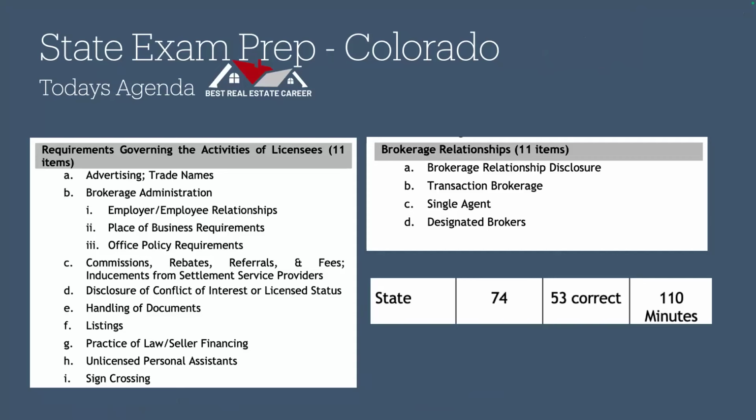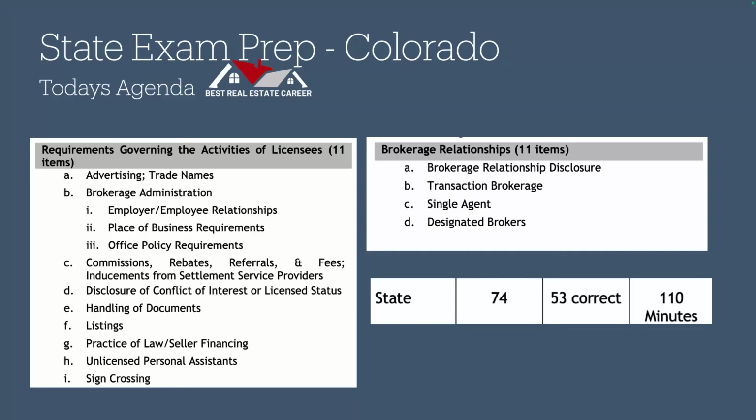And again, you can see the brokerage relationships one, like we talked about 4 slides, which is a big piece of it. And it really is just around disclosures and how you operate as an agent with fiduciary relationships versus a transaction broker as a referee. And then the other 11 could really come from any of the sections from A to I, right? I think you're going to see that unlicensed personal assistant one. I think you're going to see that as answer 4. Sign crossing is definitely going to talk about it.